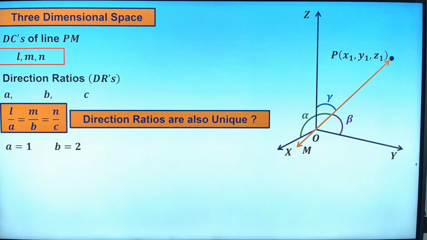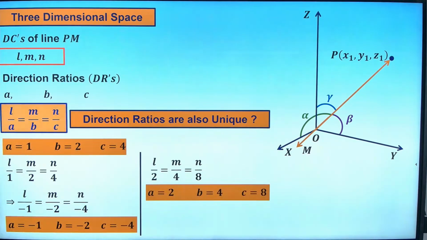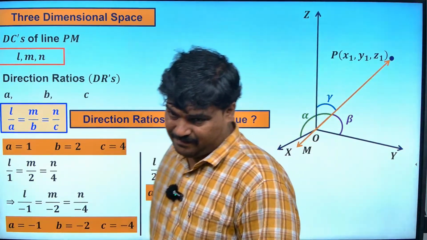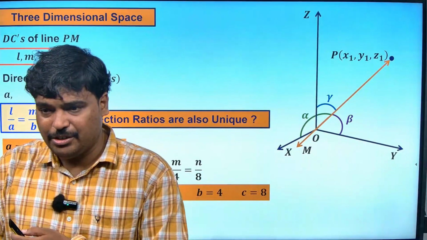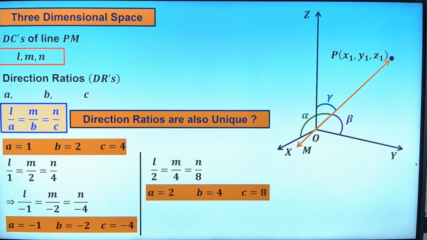Direction ratio, as I already told, let's say I have L, M, N. If I have A, B, C, I already told that LMN is unique. LMN will be unique, but direction ratio is not unique. Now how can we take the direction ratio? I'll take A, B, C.